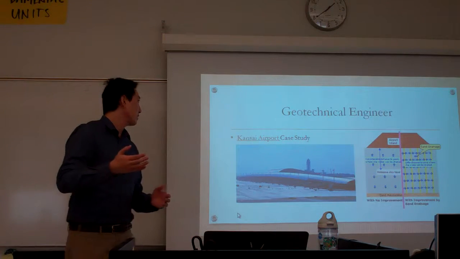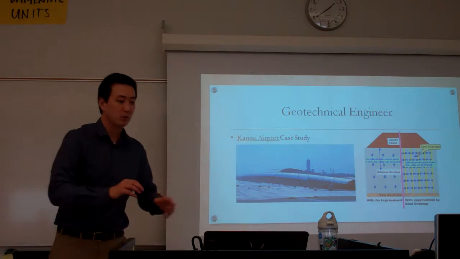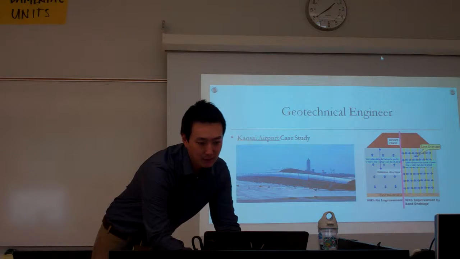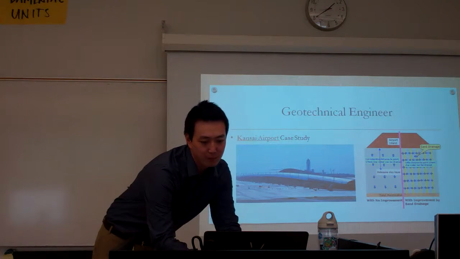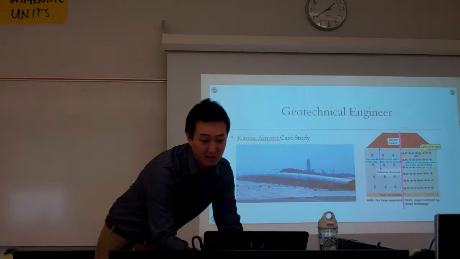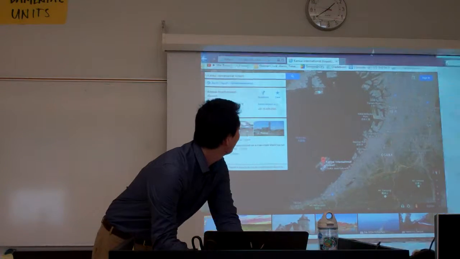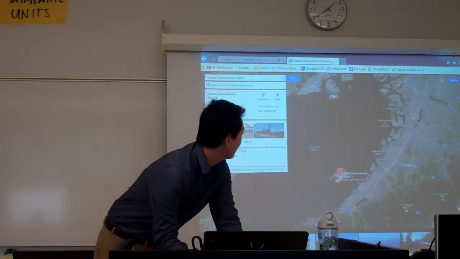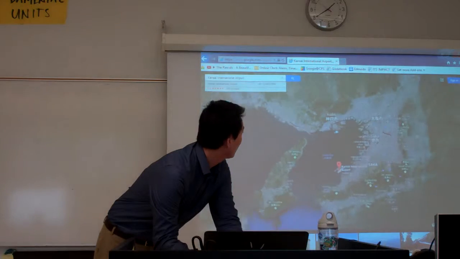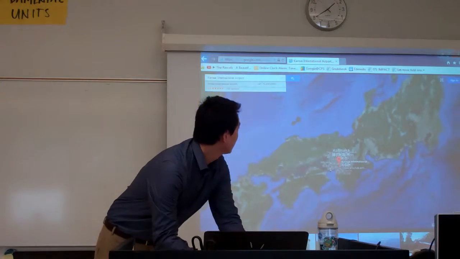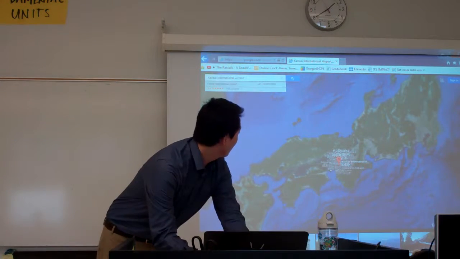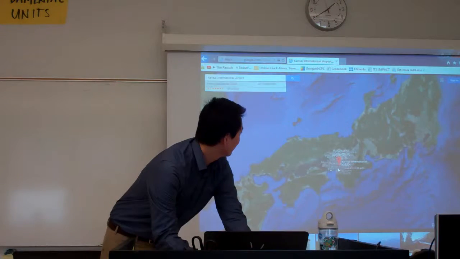As a geotechnical engineer, you're worried about soil, and this is Kansai International Airport. Have any of you been to Japan before? No? Okay, well, this is a region of Japan called Osaka. So obviously that's Japan, and this area, if it ever clears up.